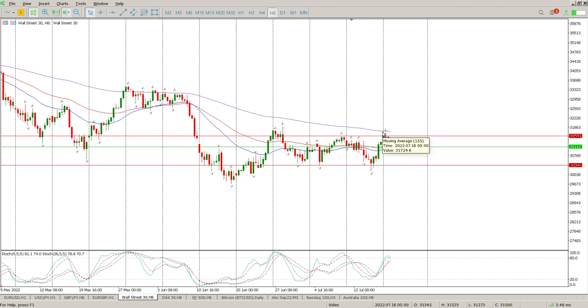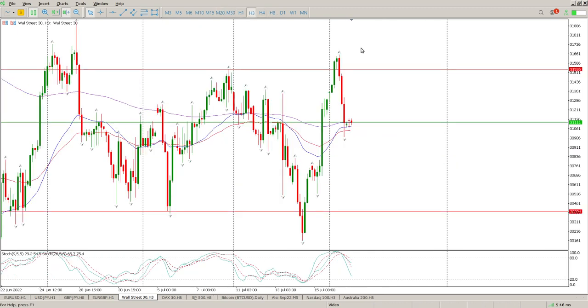We are below the 155 EMA. Look at the crossover that's starting to brew here on your oscillators, and we are trying to find support here in the middle. So from an 8-hour perspective, there is nothing going on. This is a sit-on-hand scenario.